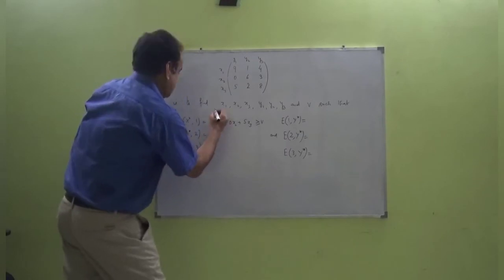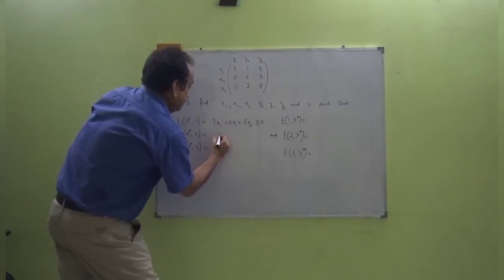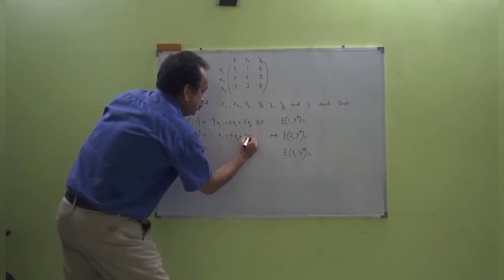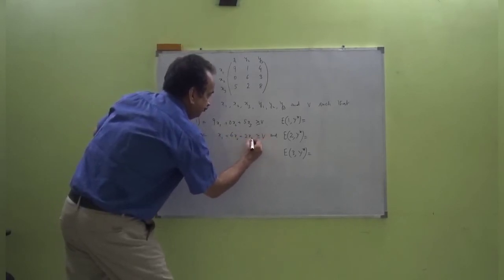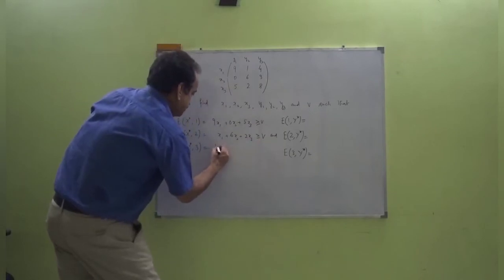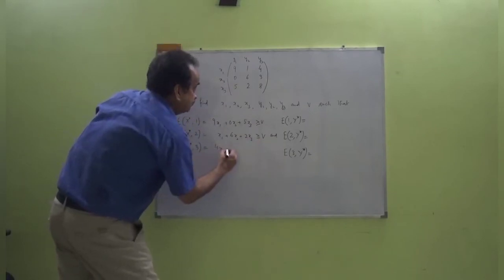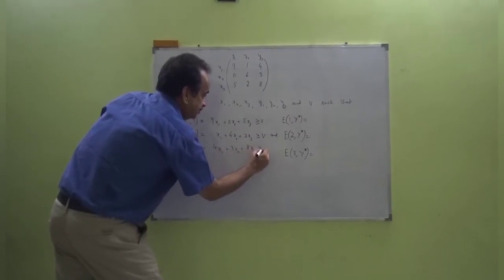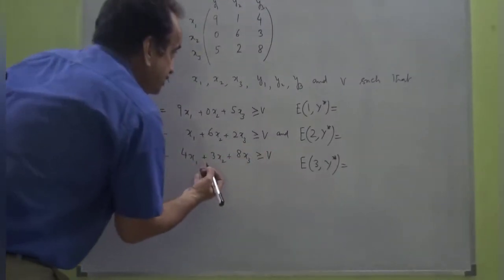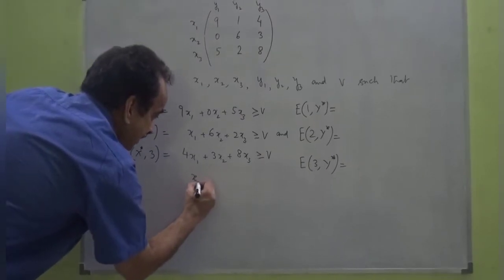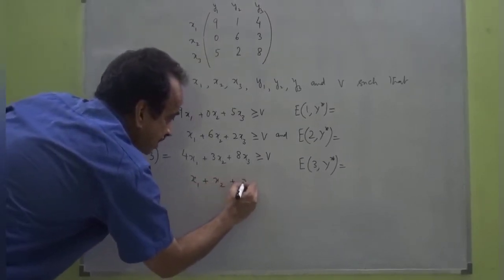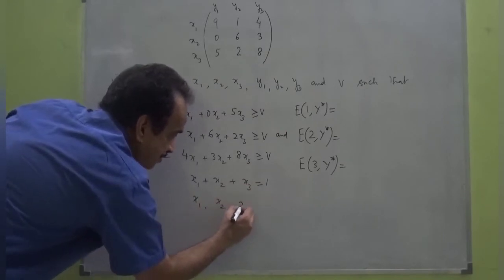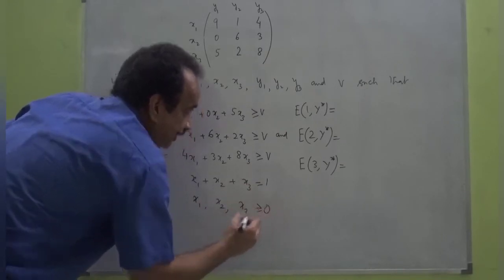Likewise, E(x star, 2) is x1 plus 6x2 plus 2x3, greater than or equal to V. And E(x star, 3) is 4x1 plus 3x2 plus 8x3, greater than or equal to V. Now this x star should belong to S3, so this sum should be equal to 1, and each of these x1, x2, x3 should be non-negative.